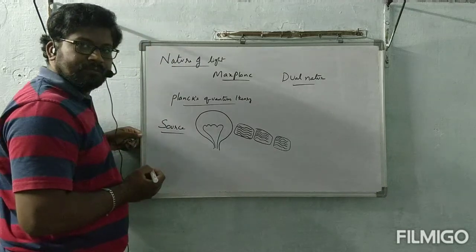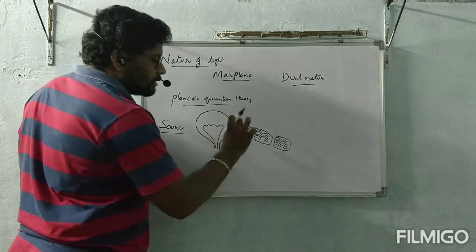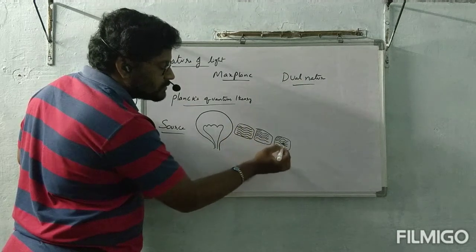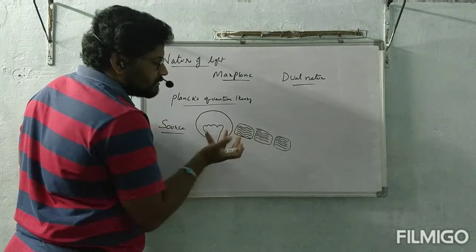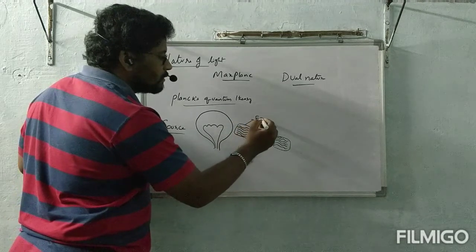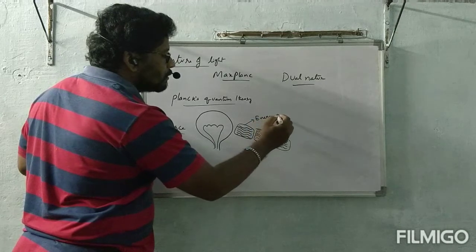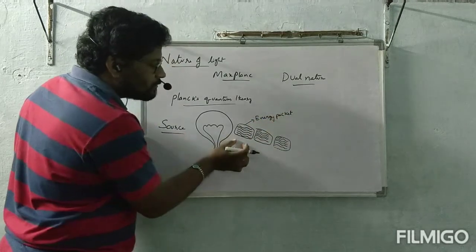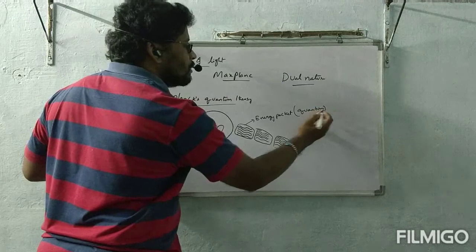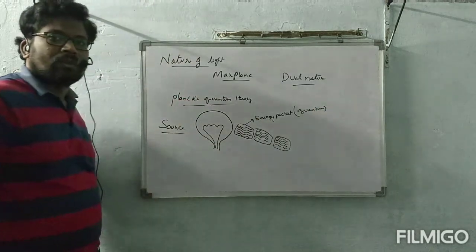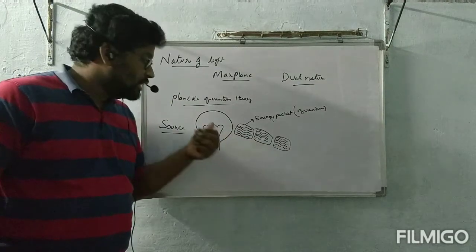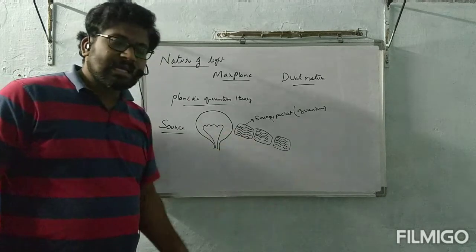Like this. And he named this one, and this one, and this one, which contain the same energy, meaning a fixed amount of energy, as an energy packet, which is called quantum. Quantum means fixed amount of energy. This energy packet has a fixed amount of energy. As the source is the same, all the energy packets have the same amount of energy.